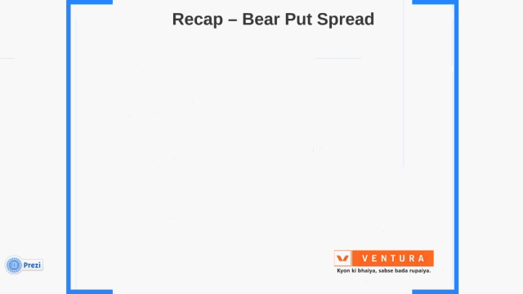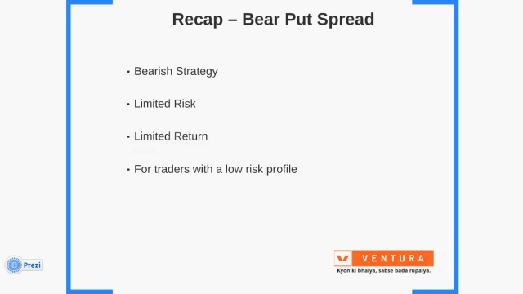To quickly recap, a bear put spread is a bearish strategy. It can be applied to a market, index, or stock that is expected to fall marginally. It limits your risk but limits your return potential as well. So in a nutshell, it is a strategy for traders with a low risk profile.